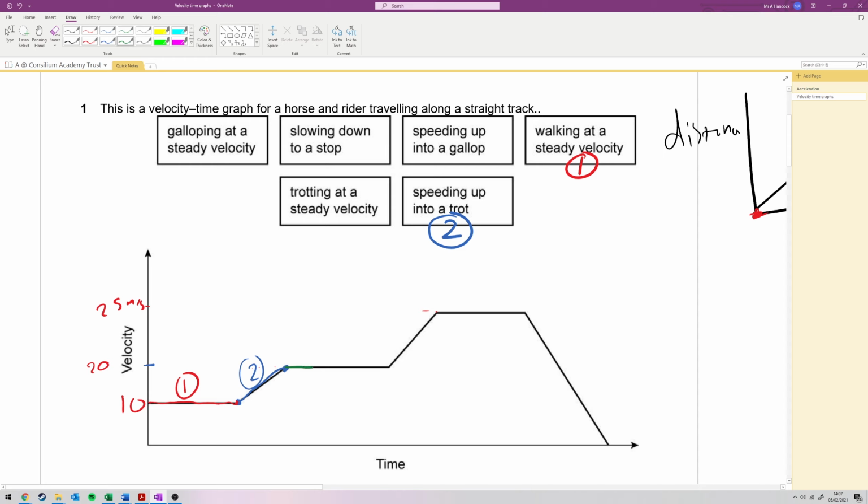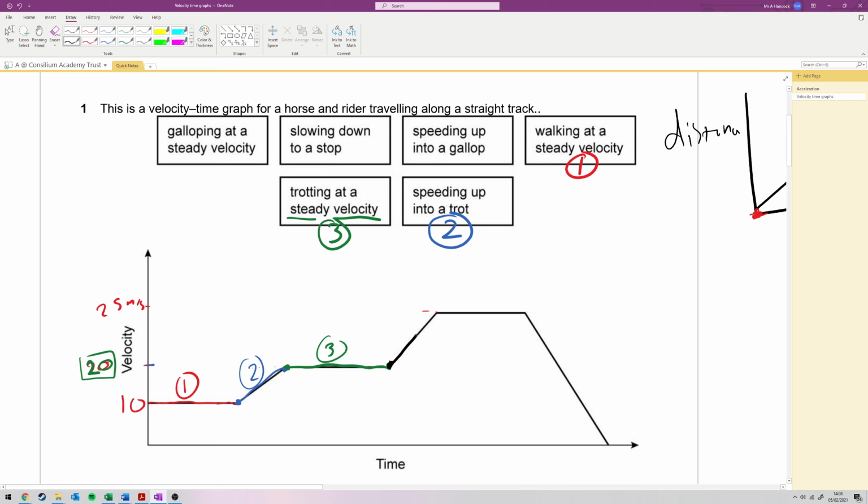Well, if we look at this next part of the graph, the green section, so section 3, well, it's at 20 meters per second here, right? And you can see because the line is horizontal, that means that the velocity did not change. This is a constant velocity at 20 meters per second. So this horse is moving at a steady velocity or a constant velocity. So this is 3. Now, let's try the black pen.